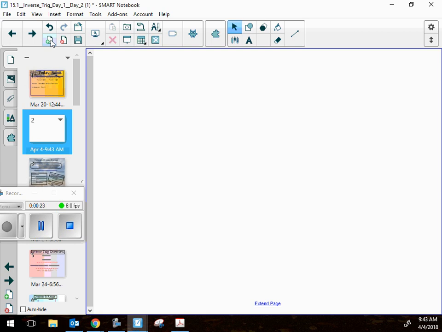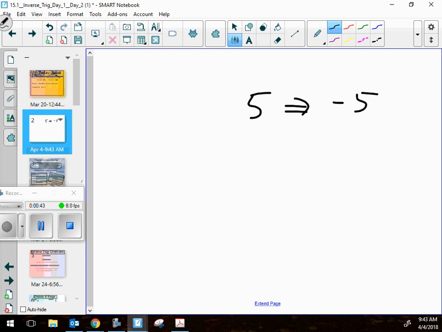So let's talk about inverse versus reciprocal, because if you think those are the same thing, this could be a really confusing unit. So let's make sure you get the difference. For instance, if I take the number 5, what's the inverse of 5? The inverse of 5 is negative 5. It's not the same thing. The reciprocal of 5 is something completely different. The reciprocal is 1 over 5. Do you get that inverse and reciprocal are different things?